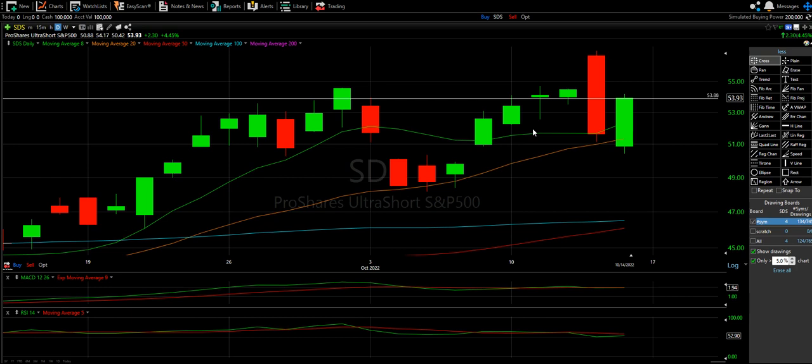This one kind of looks better, right? Because it crossed the line, still over, and they both kind of had the same lower indicator below, right? That's why we do this. That's why we look at multiples, right? So I would say SDS looks better than SPXS if you're looking to buy an inverse of the 500, right?